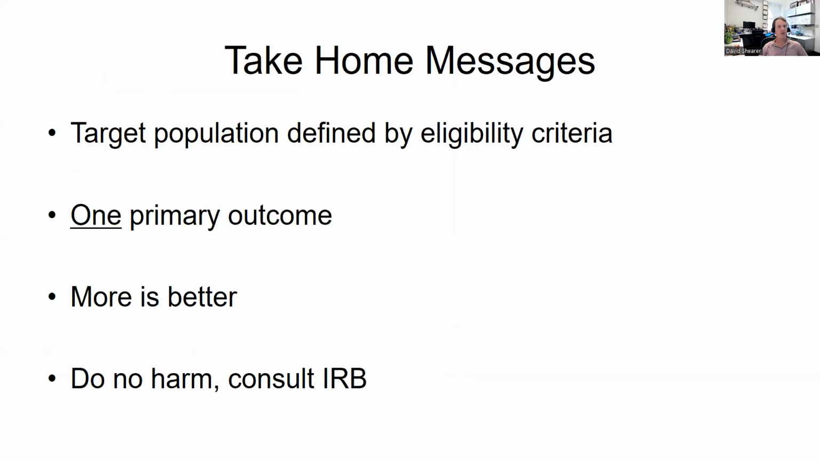So just some take-home messages. Remember that your target population is defined by your eligibility criteria, the inclusion and exclusion criteria. You can only really choose one primary outcome, but you can choose secondary outcomes across a spectrum from the root cause of disease all the way up to quality of life. And those can be a way of optimally understanding the effects of your intervention and comparator.